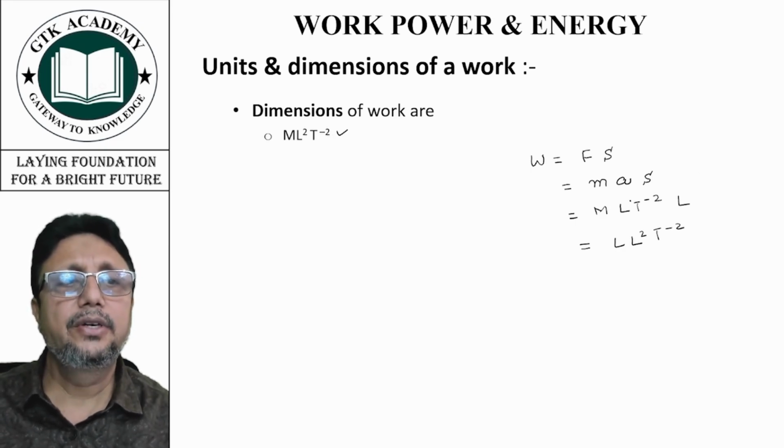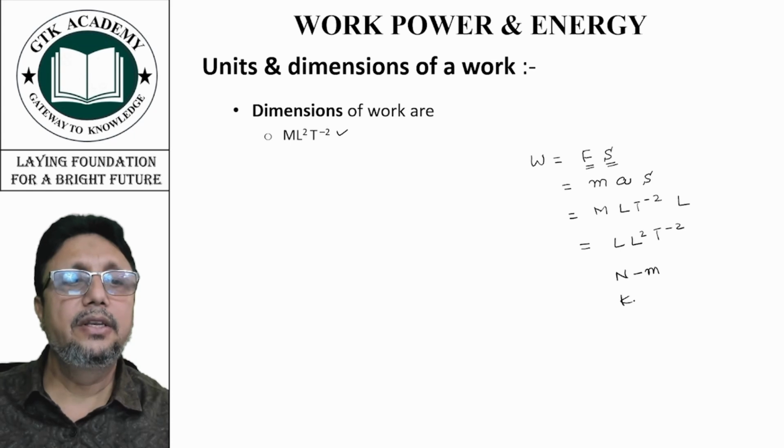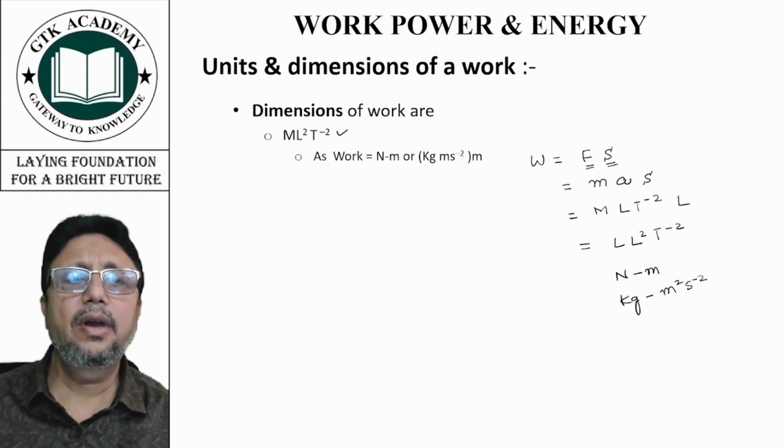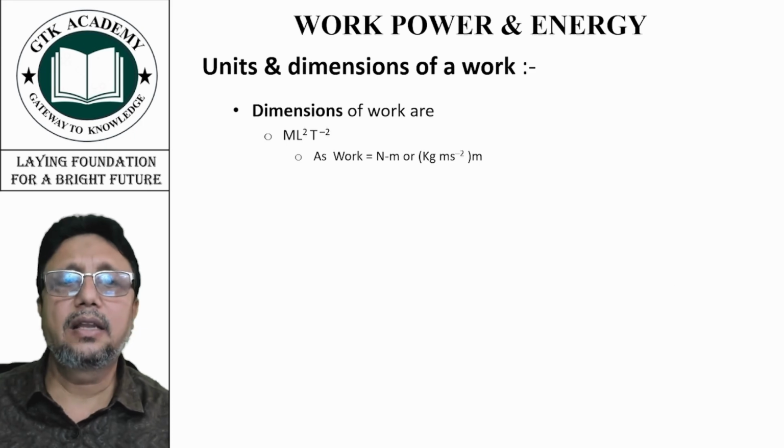Or you can also write Newton meter, because force is written in Newton and displacement is in meter. Or you can write kg. Newton can be written as kg into meter per second square, into meter. So kg into meter square per second square. You can write either way. So these are the dimensions of work.